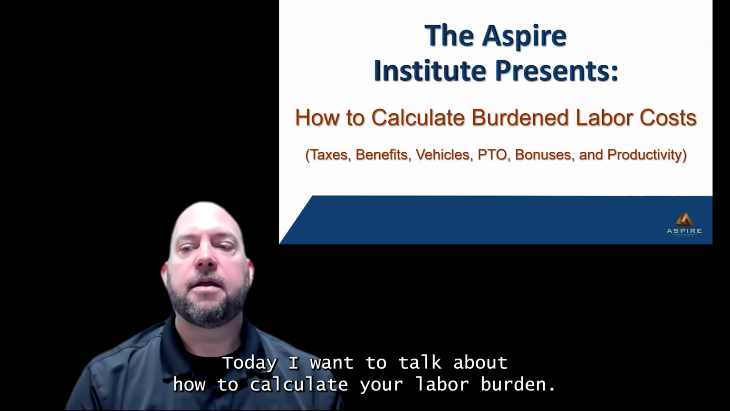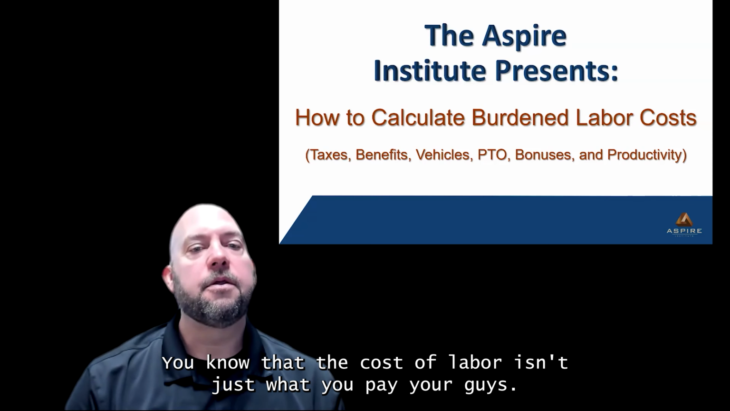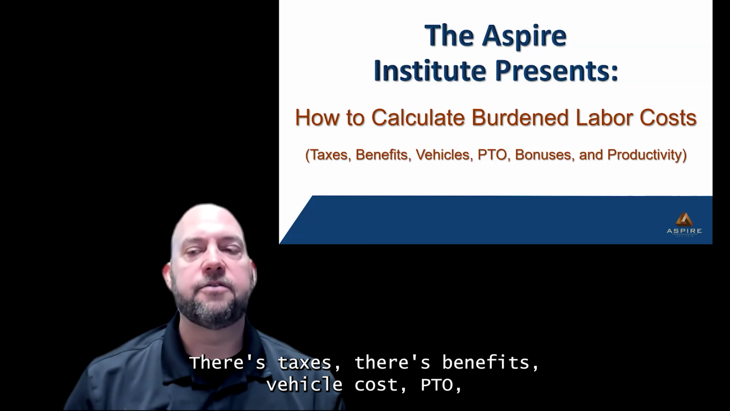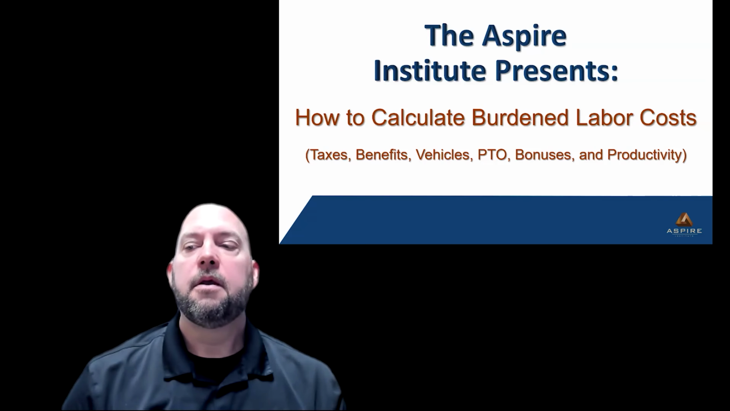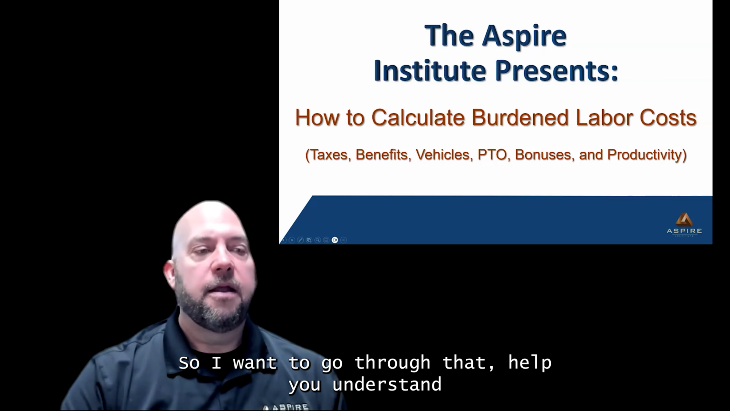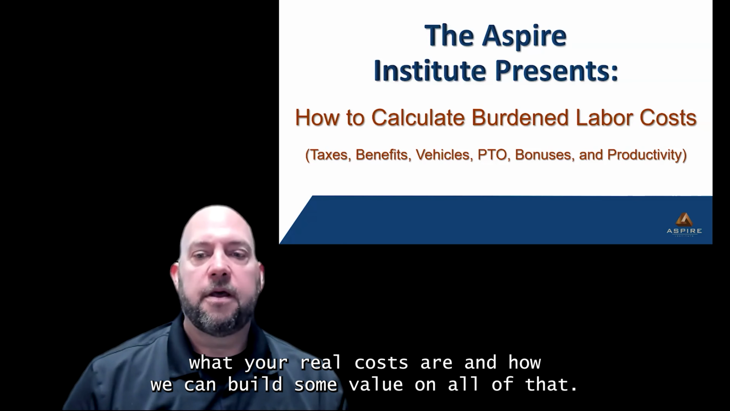Today I want to talk about how to calculate your labor burden, loaded labor costs. The cost of labor isn't just what you pay your guys. There's taxes, there's benefits, vehicle costs, PTO, even bonuses and productivity that we need to factor in. So today I want to go through that, help you understand what your real costs are and how we can build some value in all of that.